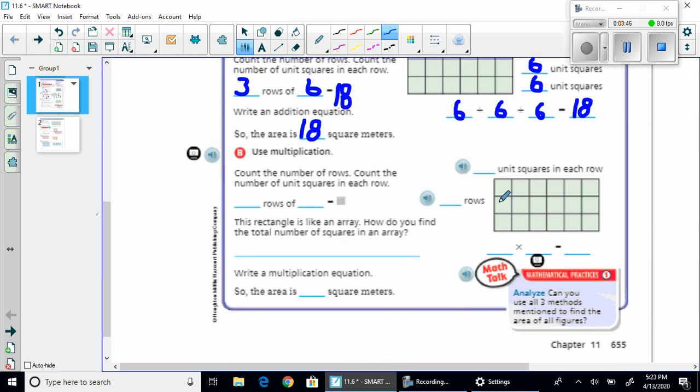All right, same thing down below. We are going to show it now using an array. So instead of using repeated addition, we are just going to figure out how many rows we have, how many are in each row, and multiply them. Let's go ahead, and I believe it is the same array as up above, but we will double check. First it says count the number of rows. So we have 1, 2, 3. So I have 3 rows. I'll fill it in here.